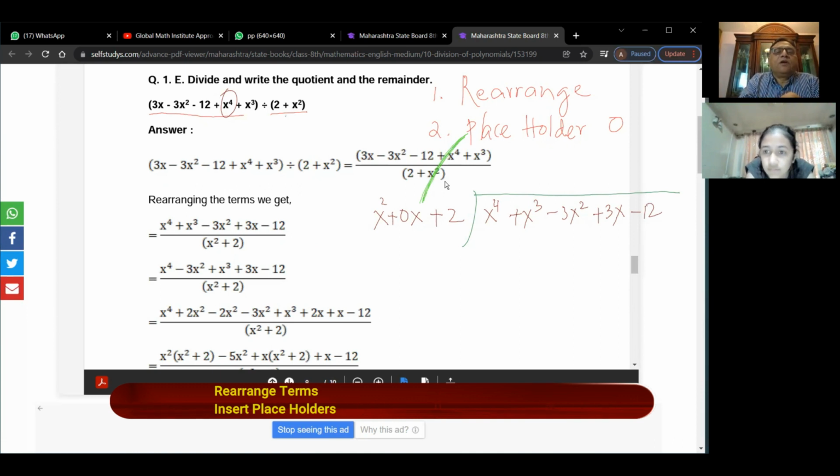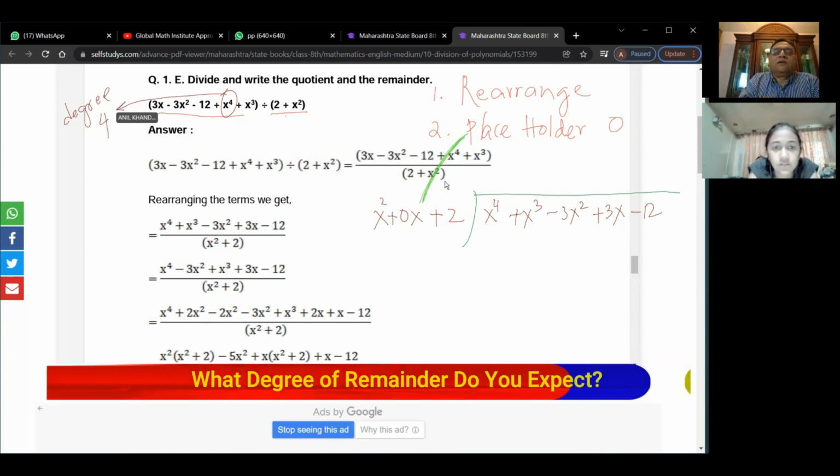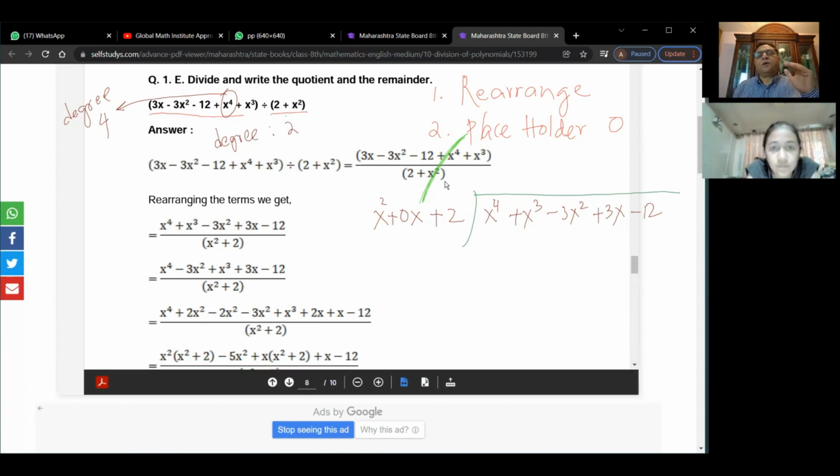Now let me explain one more thing. What is the degree of the dividend? Degree is the highest power. So of the dividend, the degree is 4. Highest power is 4, correct? And what is the degree of the divisor? The highest power of x is 2, correct? So you are dividing a polynomial of degree 4 by another polynomial of degree 2.